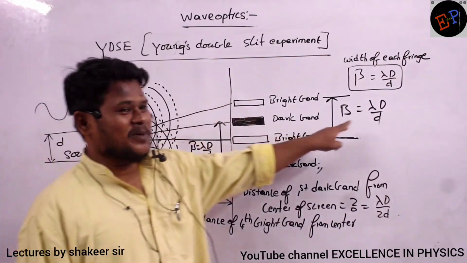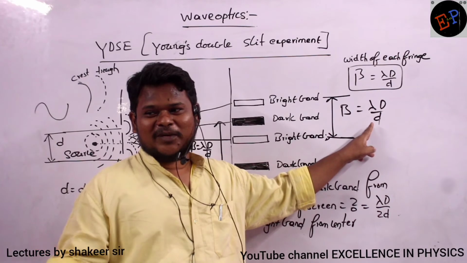First bright band lambda D by d. Fourth bright band 4 into lambda D by d.